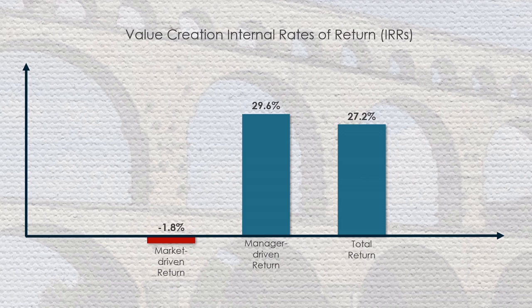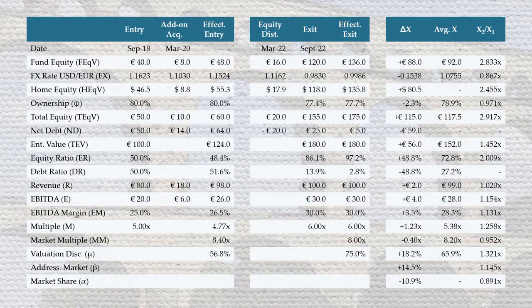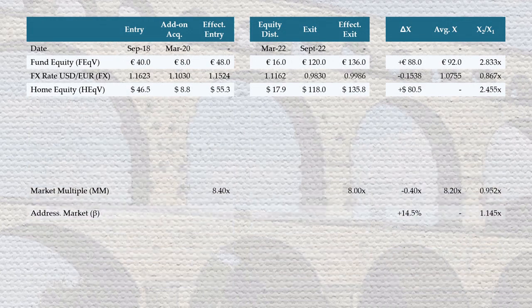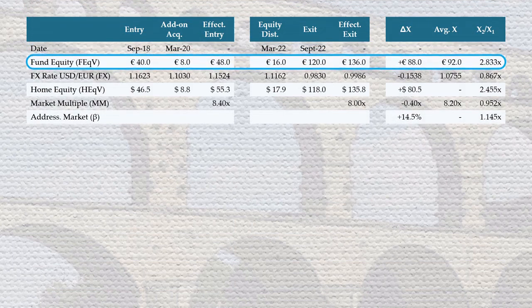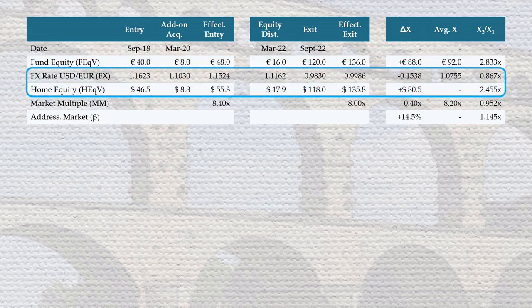Now, let's do the same analysis with the logarithmic model of value creation. The equations are a bit less intuitive, but they provide nearly identical results and they do it with a lot less data. In fact, we can eliminate more than 2/3 of the rows on this table. We keep fund equity value, or FECV, how much the fund invests and returns in the base currency of Euro. Then we use foreign exchange rates to convert those inflows and outflows into the home equity value, which is the LP's native currency of USD.